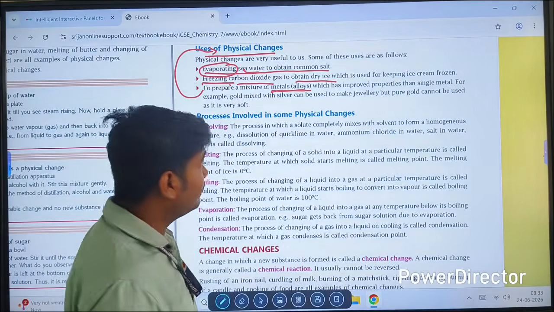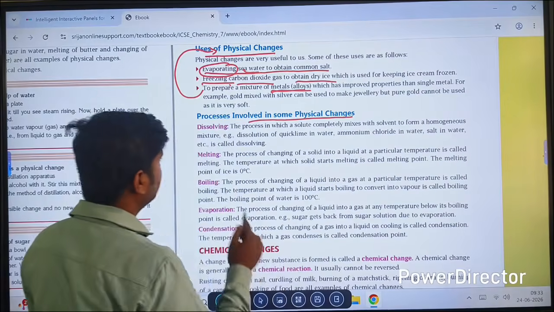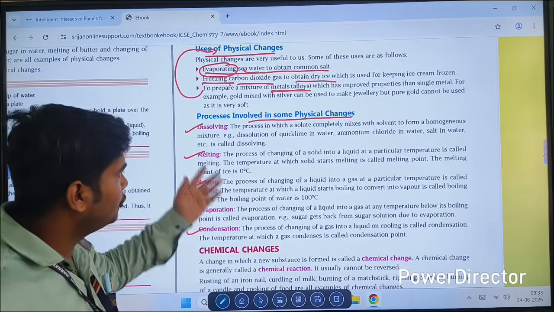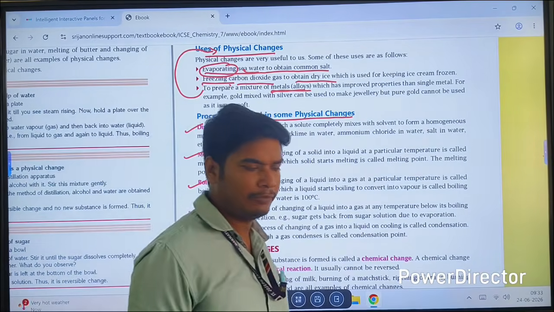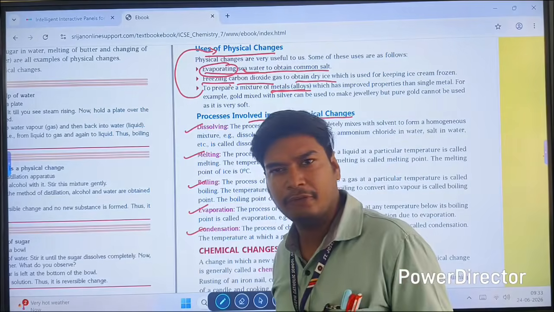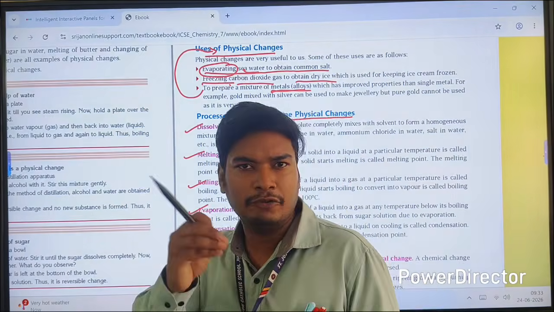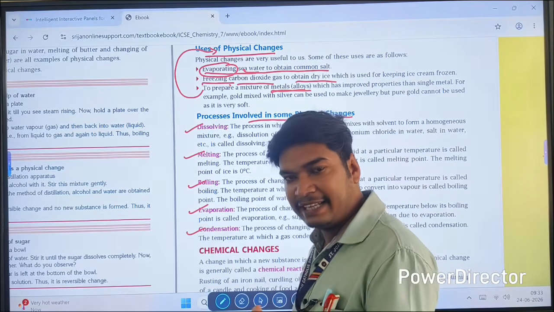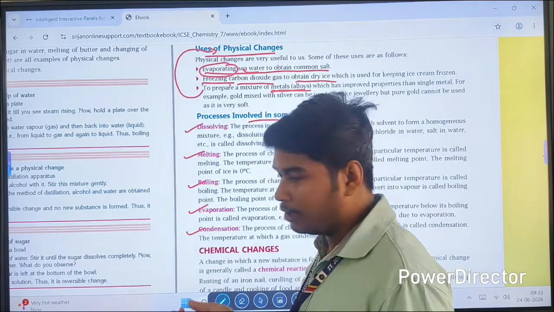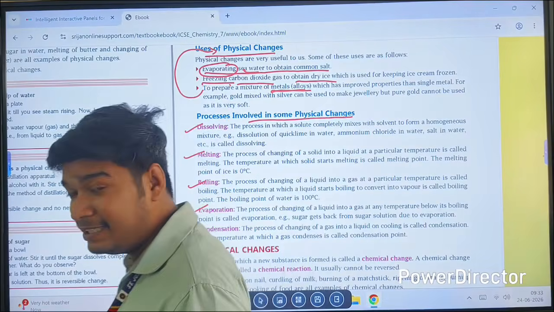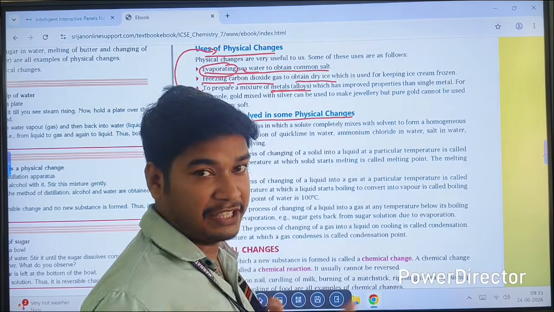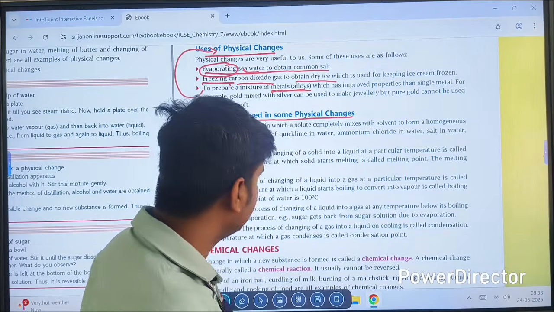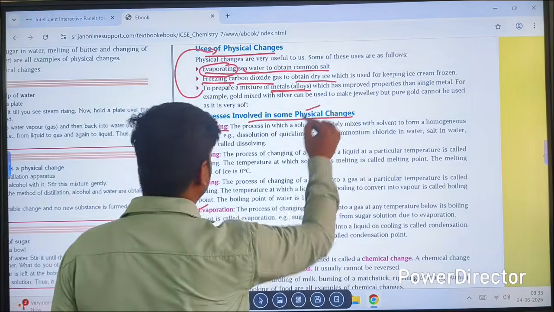Now, some processes are involved here in physical change. Number one, dissolving, melting, boiling, evaporation and condensation. You know the meaning of these things. Suppose you have taken one glass of water and you dissolve one teaspoon of salt in that. Can you again take that action in reverse? Of course you can. By the evaporation method you can easily separate salt from that dissolved salt solution. So dissolving also comes under physical change.